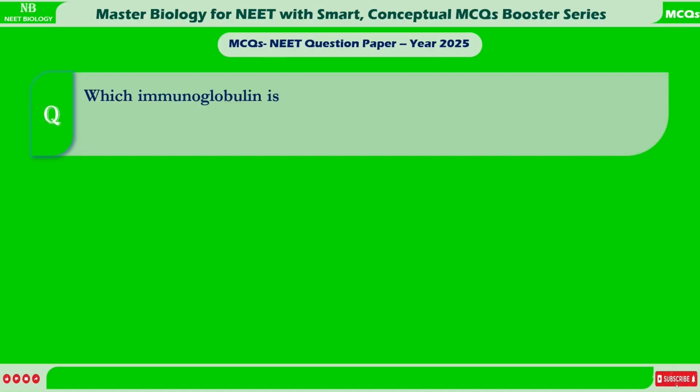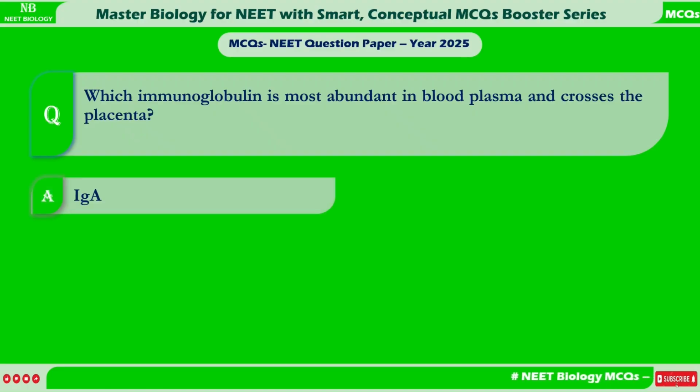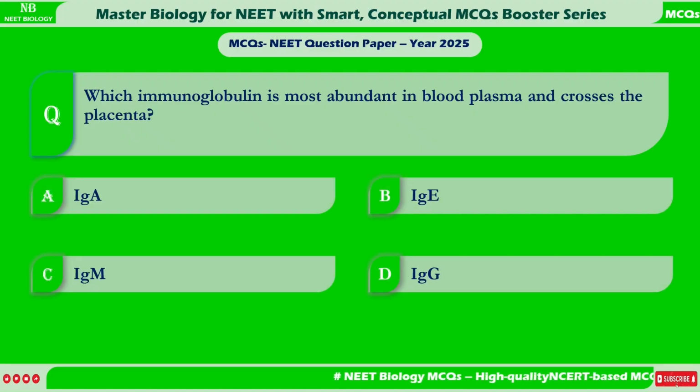Which immunoglobulin is most abundant in blood plasma and crosses the placenta? A. IgA, B. IgE, C. IgM, D. IgG.